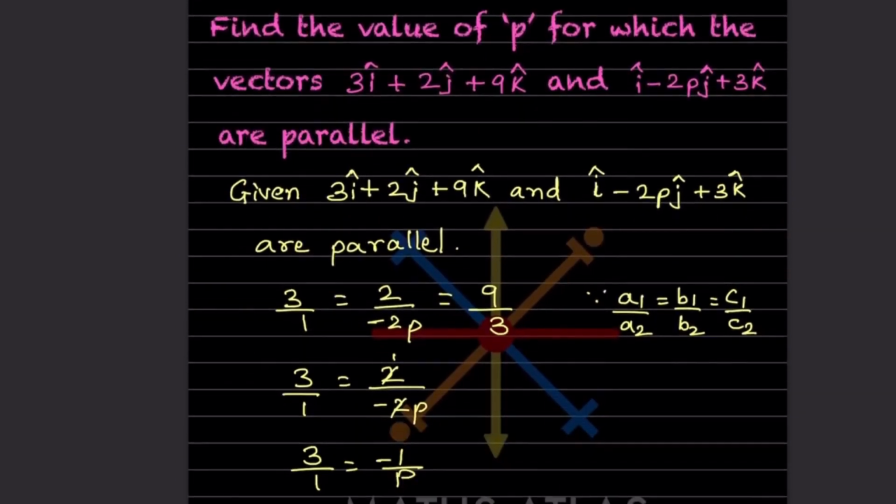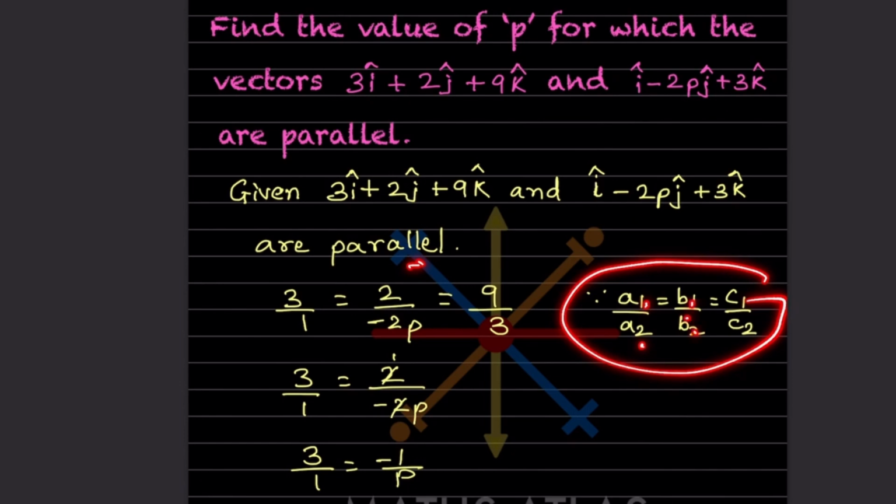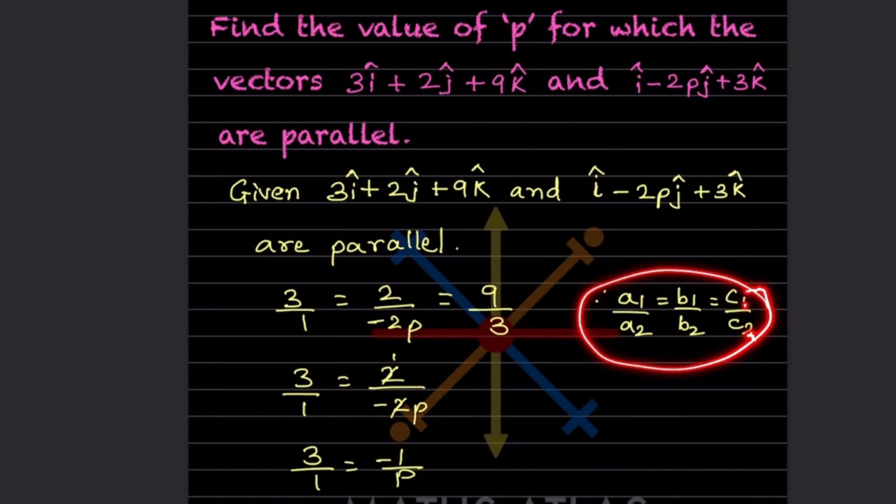So now the next one, find the value of p for which the vectors 3i plus 2j plus 9k and i minus 2pj plus 3k are parallel. So now these are given. So we'll write given this one, and these are parallel. So now whenever they are parallel, we have the rule, that is a1 by a2 is equal to b1 by b2 is equal to c1 by c2. So this you have to remember. So what is this one? This will be a1, b1, c1, a2, b2 and c2.